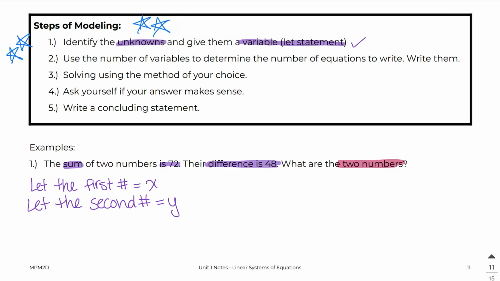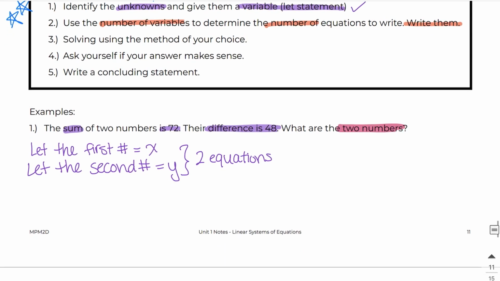Step 2 says to use the number of variables, so however many variables that we have here, to determine the number of equations, and then we want to write them. So here, because we have 2 variables, that means that we have to write 2 equations as well. So what are those 2 equations going to be? Well, the first piece of information that's given to me is that the sum of the 2 numbers is 72. So that's equation number 1. I know that sum means to add. If I add the 2 numbers together, I'll get 72.